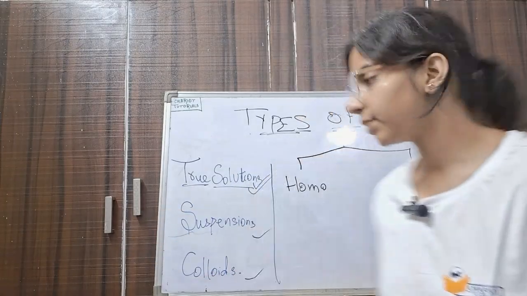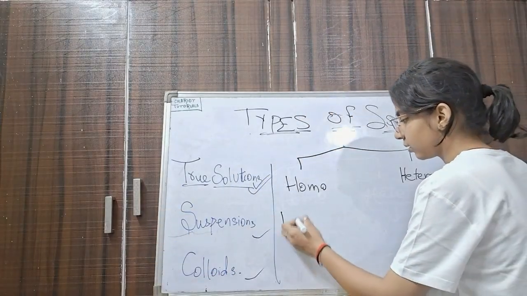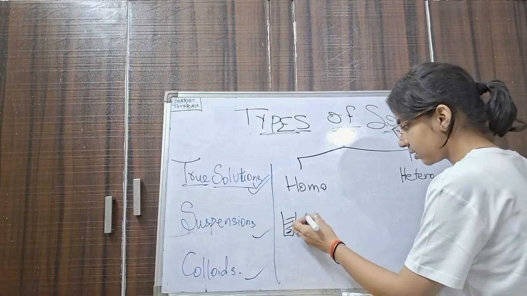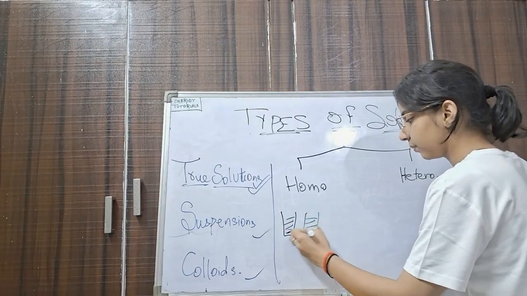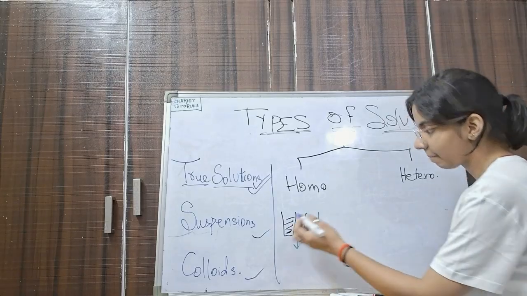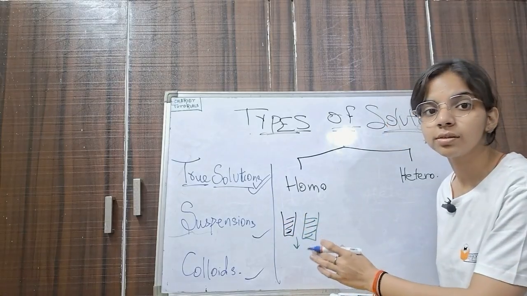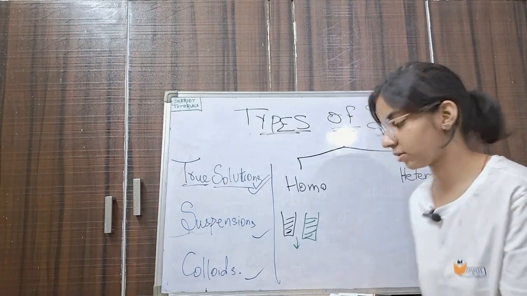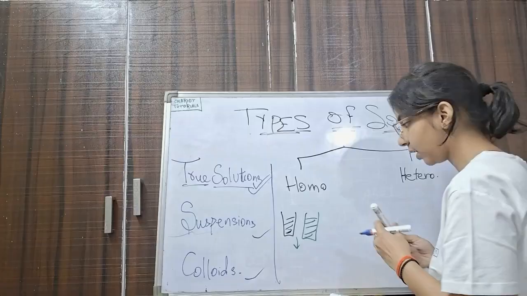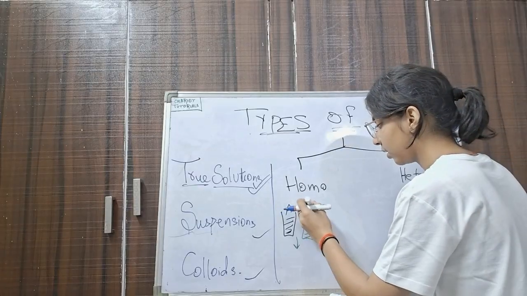Means if you are mixing these two solutions, and if these two substances make a homogeneous solution, suppose this is A, this is B.